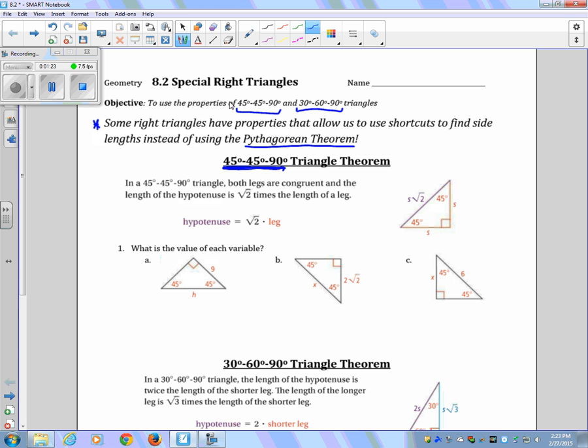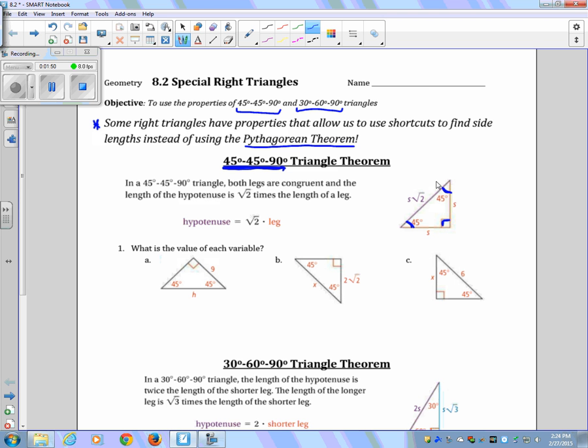So the first one is a 45-45-90 triangle. 45, 45, and 90 refers to the angle measures. If you have a 90-degree angle, which makes it a right triangle, it's possible to have two angles that are 45 degrees.